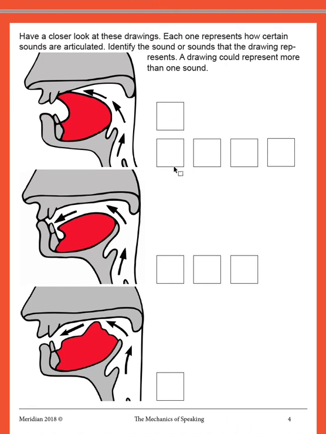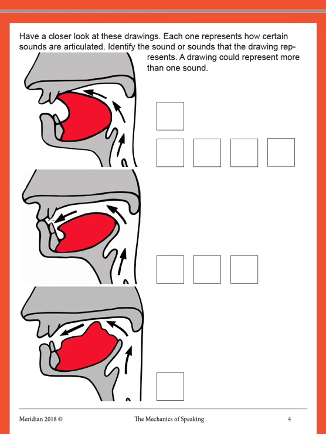If you have a closer look at these drawings, they're trying to identify a certain type of sound. The sound flow here is up through the throat and out through the mouth. And it's articulated by the tip of the tongue behind the top set of teeth. There's many sounds that can be made by articulating through the mouth and the tongue touching the top of the teeth.